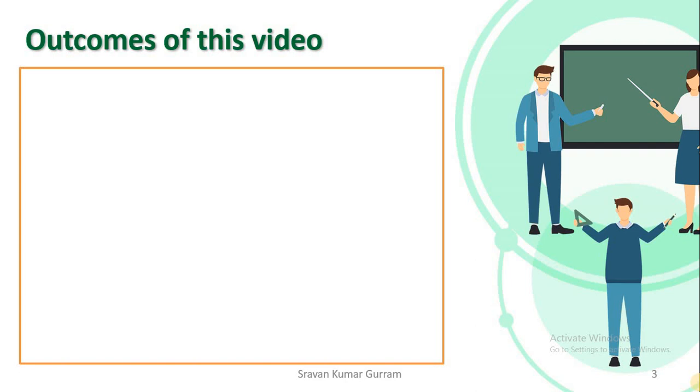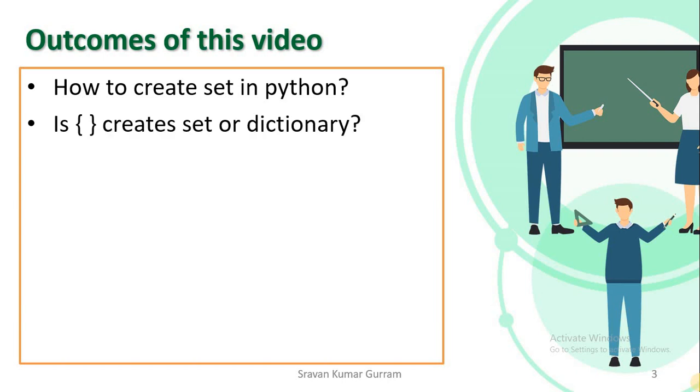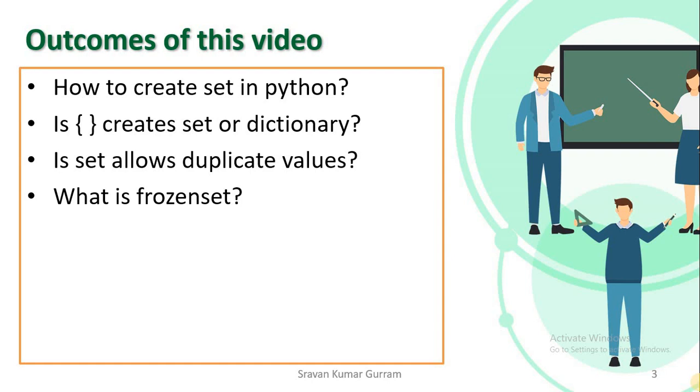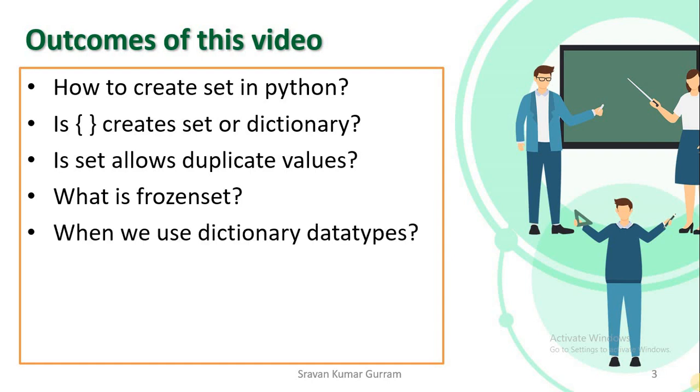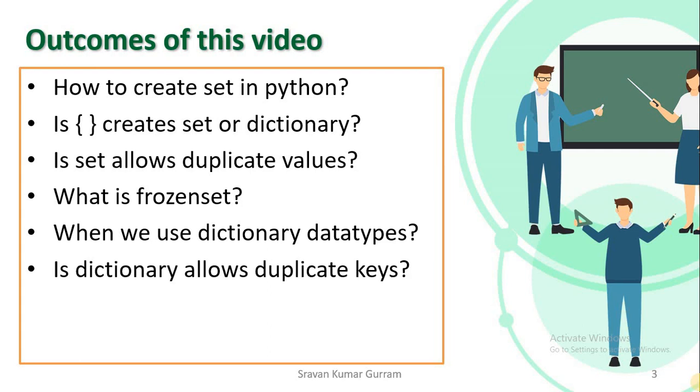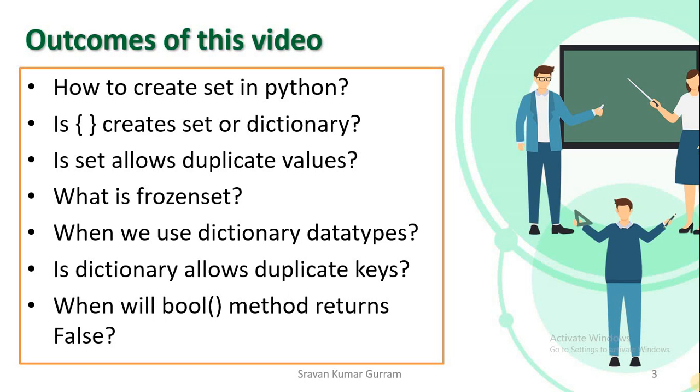After watching this video, you will be able to know how to create a set in Python. Do empty braces create a set or a dictionary? Does a set allow duplicate values? What is a frozen set? When we use dictionary data types, does a dictionary allow duplicate keys? When will the boolean method return false?